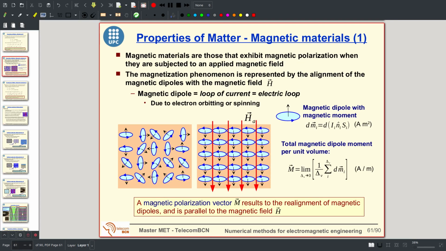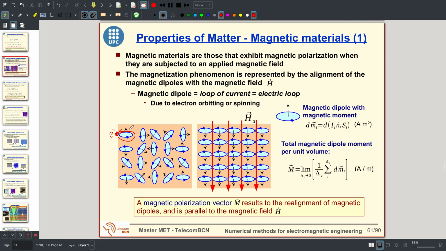Well, in magnetic materials we don't have polar molecules and electric dipoles. What we have is electrons. Imagine an electron here. We have electrons spinning around nuclei, and a moving charge is a current. So these form current loops.